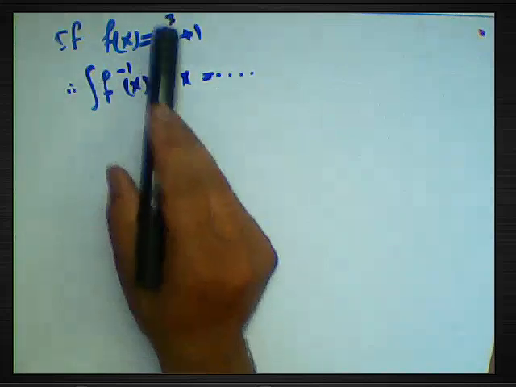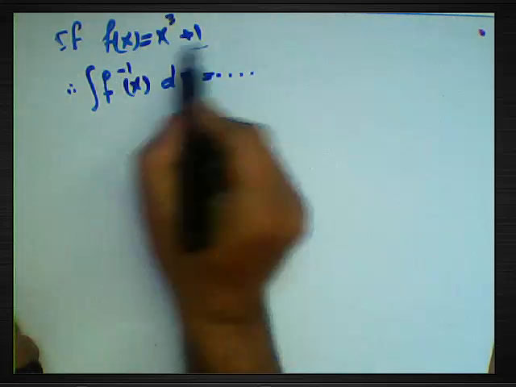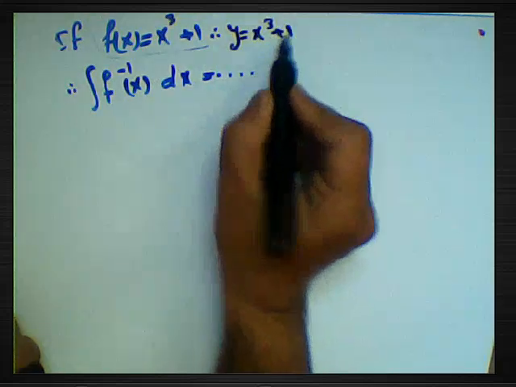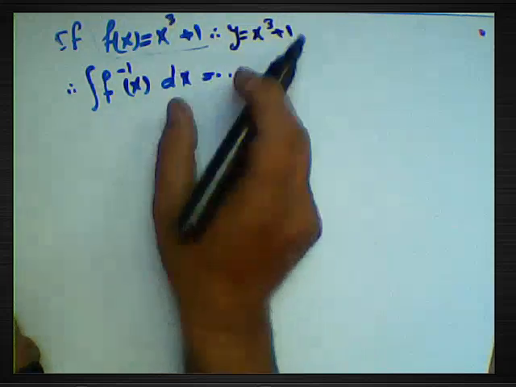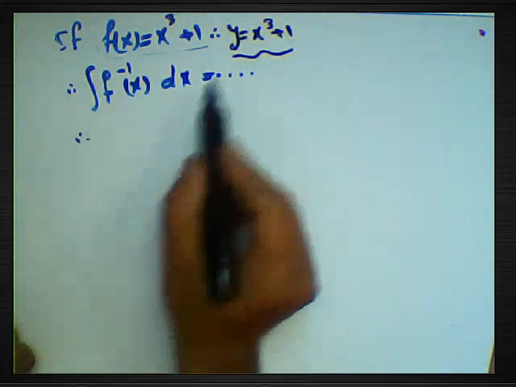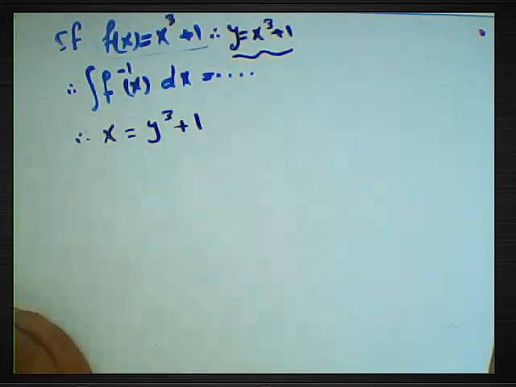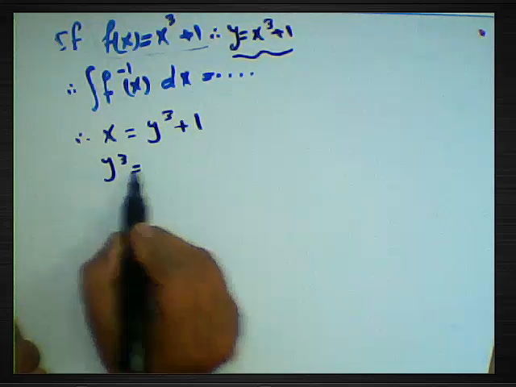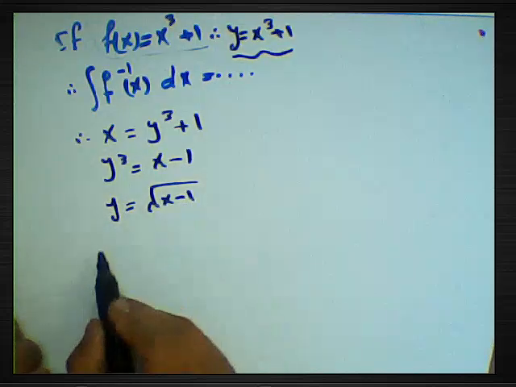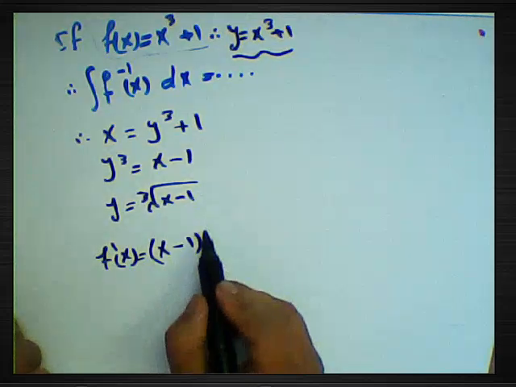If f of x equals x^3 plus 1, then find the integration of the inverse of the function. We know this function, f of x equals x^3 plus 1, meaning y equals x^3 plus 1. And we want to find the inverse of the function: put x equal y and y equal x. Change the parts here. Then x here will be y^3 plus 1. Okay, then y^3 will be x minus 1. Then y will be the cubic root of x minus 1. So f inverse of x equals (x minus 1) all to the power one third.